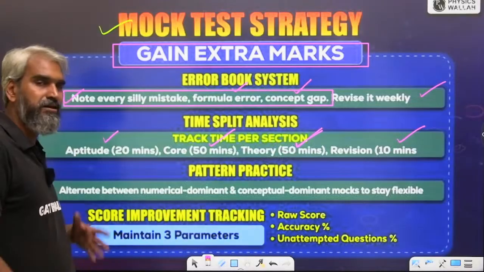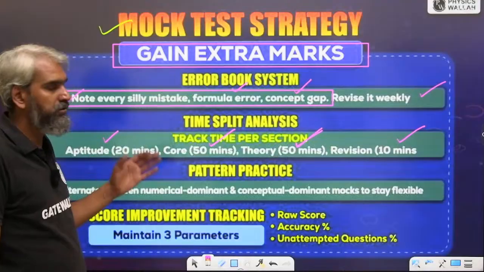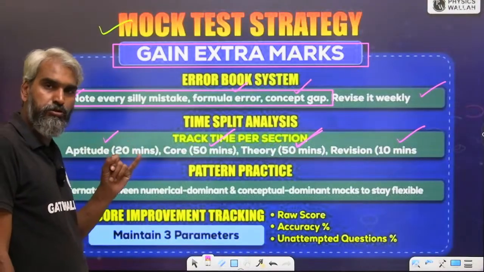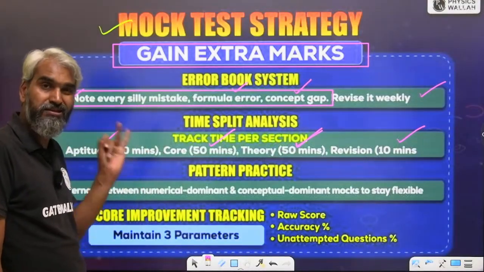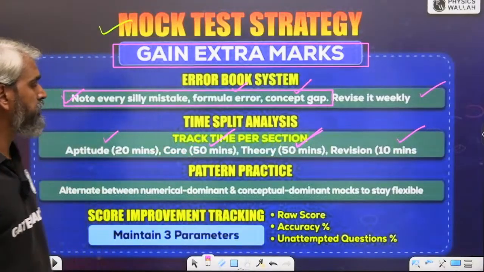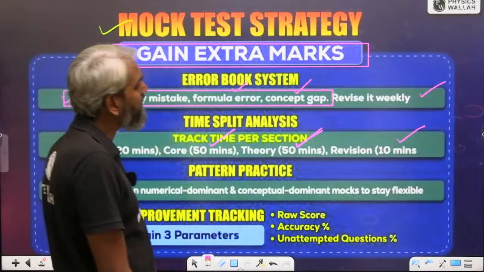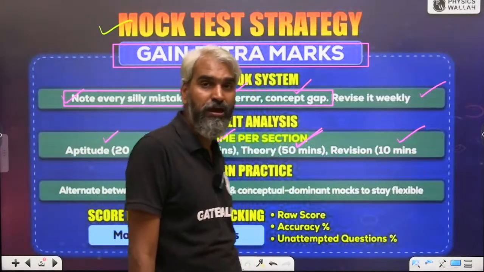Within the next 50 minutes, you need to solve the questions of the core topics. Those will be time consuming. COA will be time consuming. Operating system will be time consuming. Then within the next 50 minutes, you need to solve the questions that are theory based. And in the end, 10 minutes are required for the revision.